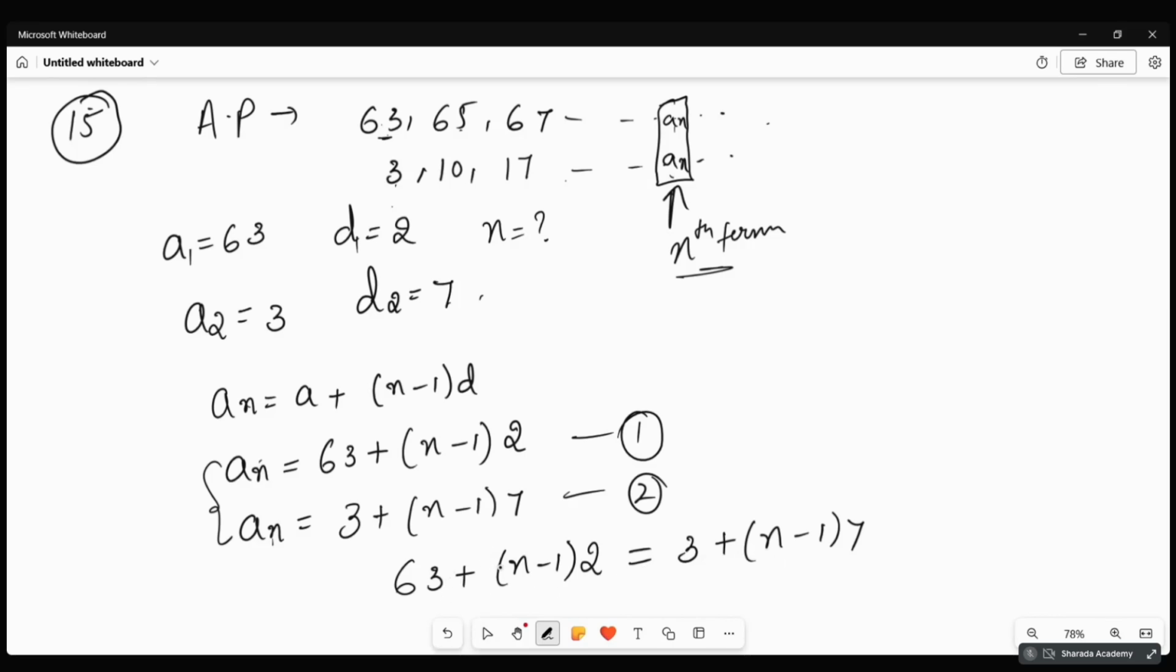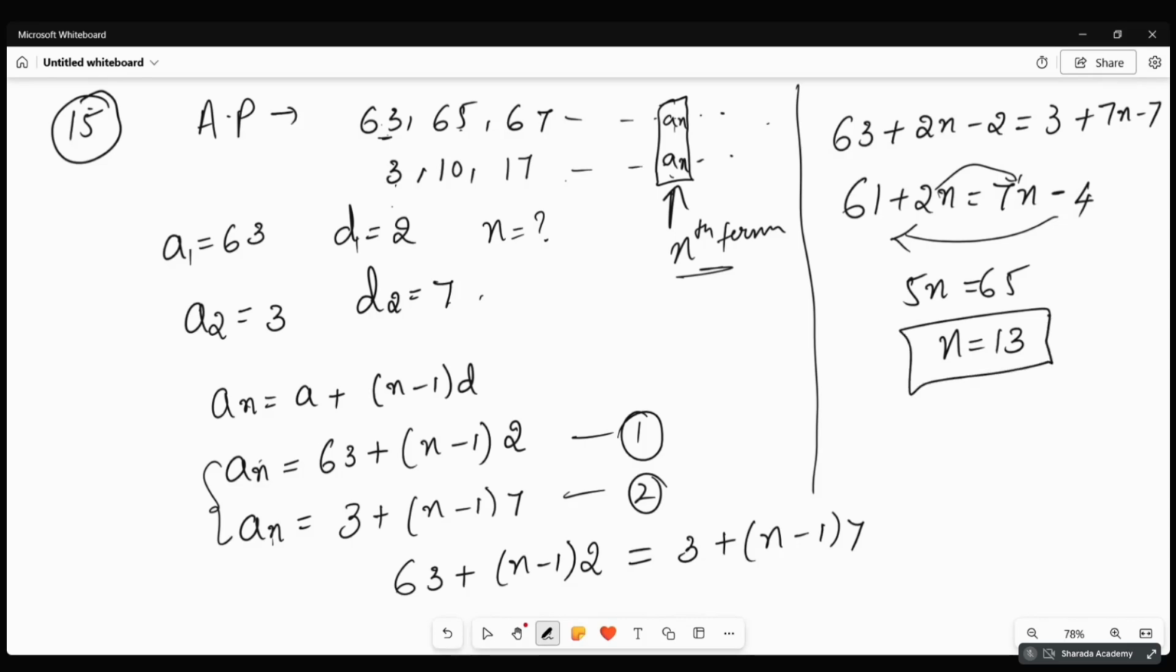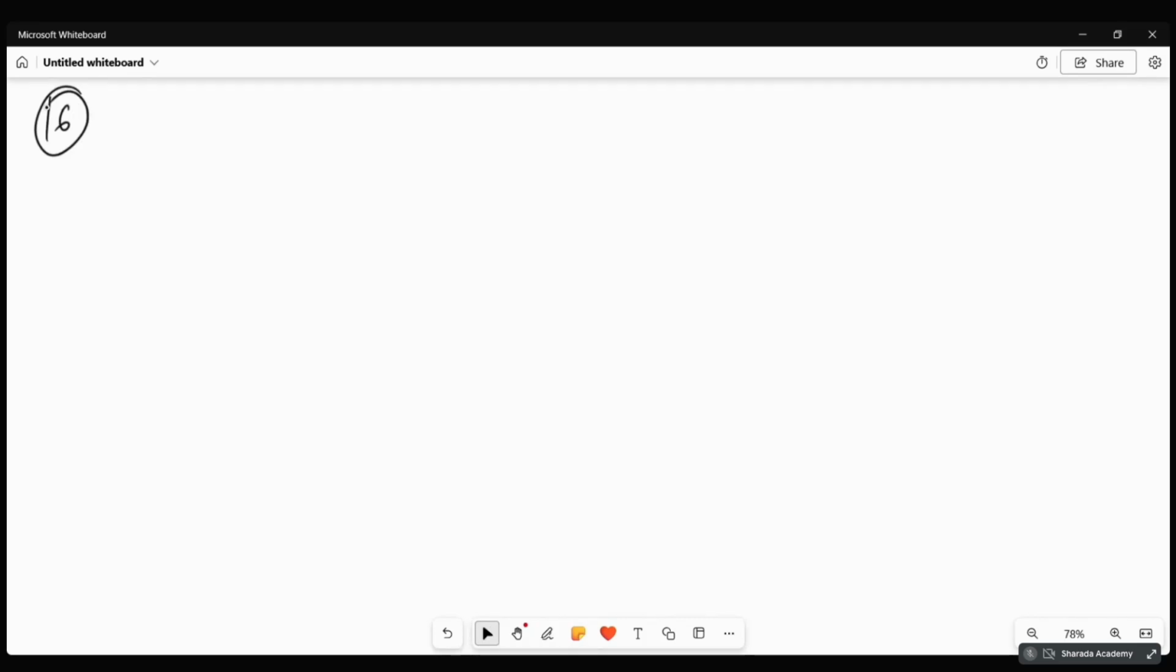Now, equate and find here. 63 plus 2n minus 2 is equal to 3 plus 7n minus 7. We'll get 61 plus 2n is equal to 7n minus 4. So 2n you shift here, minus 4 here. 7n minus 2n is 5n. So that is equal to 65. So n is equal to 13 you will get. So the 13th term of both will be equal.